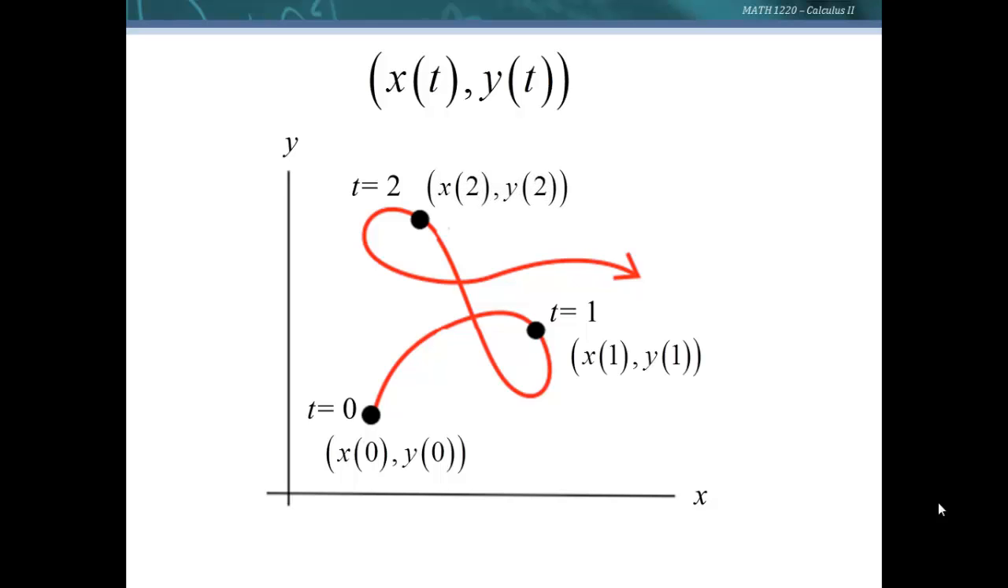And so we are parameterizing the path of this fly in terms of time, so we're using the variable t, and at any given time we can describe where the fly is by giving this x coordinate and y coordinate, so that'll be a function of time.